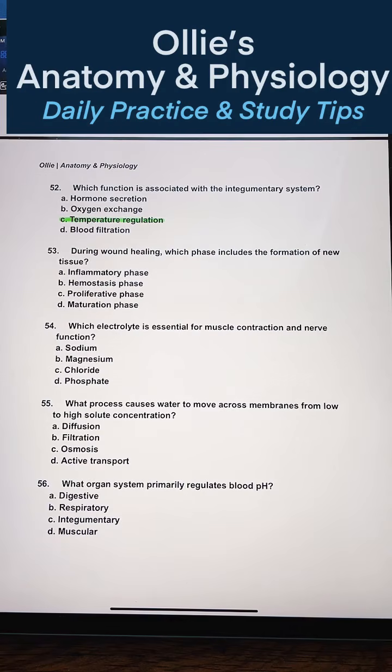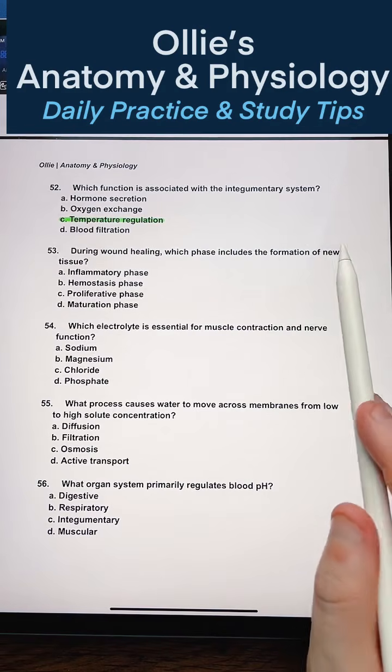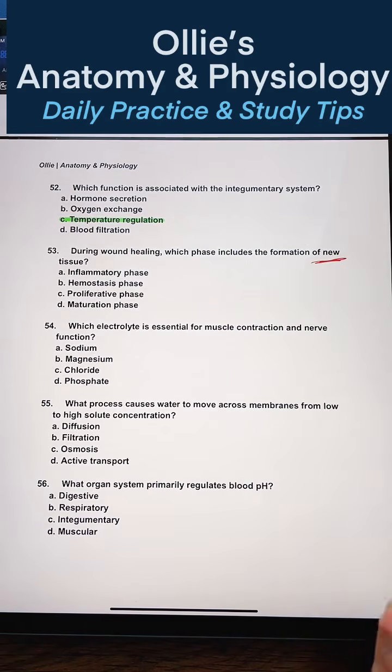Number 53, during wound healing, which phase includes the formation of new tissue, A, B, C, or D? Put your answer choice down in the comments, A, B, C, or D. We're at 46,000 likes already. We get to 50,000 likes before the end of the live stream.